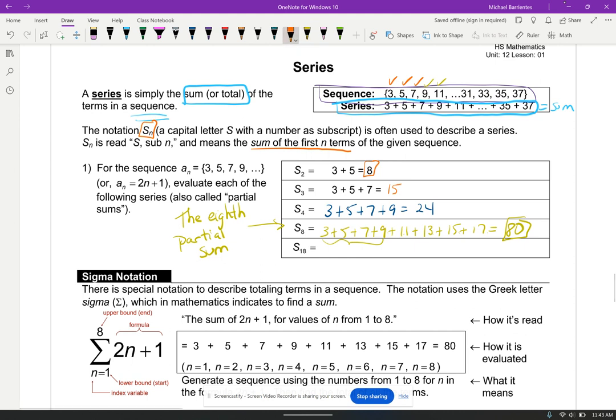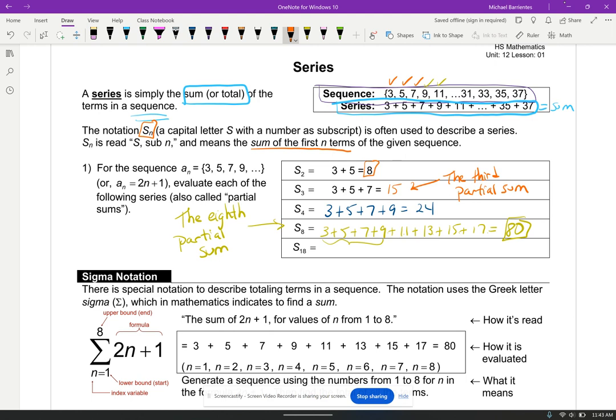We call this the 3rd partial sum. Third, because there are only 3 numbers that we're adding. Partial sum, because we're not adding all of the terms in the sequence, we're only adding part of the sequence, and it's only the first three terms. This would be the 2nd partial sum. This would be the 4th partial sum. And that is how we create series values and how we do partial sums.